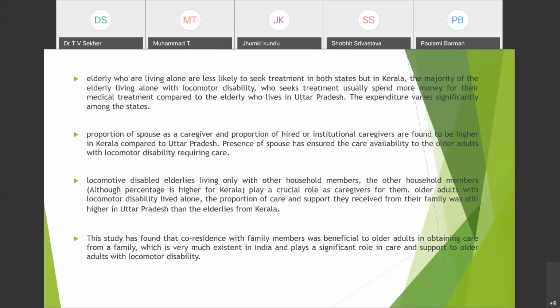But in Kerala, the majority of elderly with locomotor disability who live alone and seek treatment usually spend more money for their medical treatment compared to the elderly in Uttar Pradesh. The expenditure varies significantly among the states.